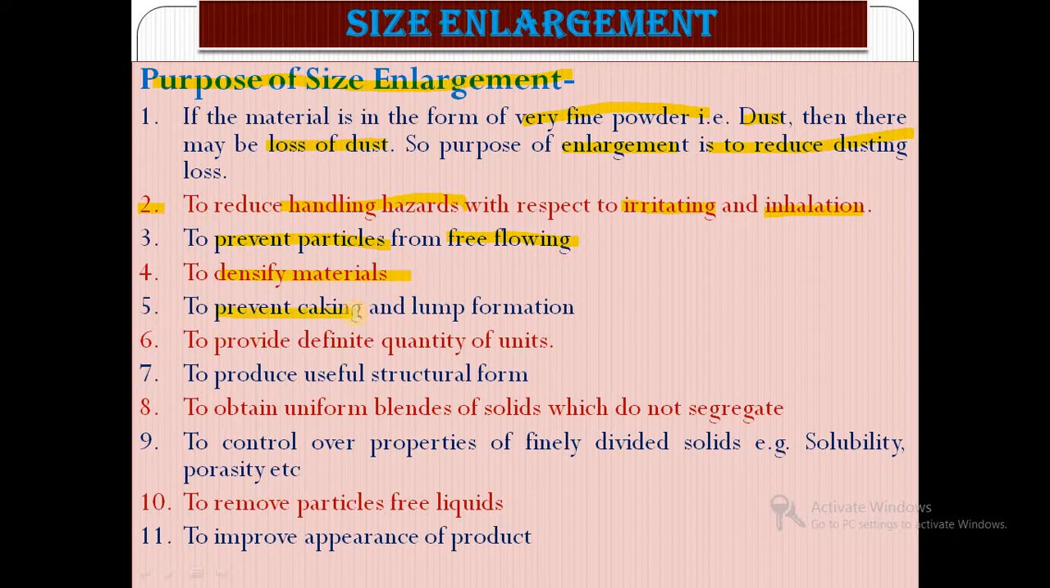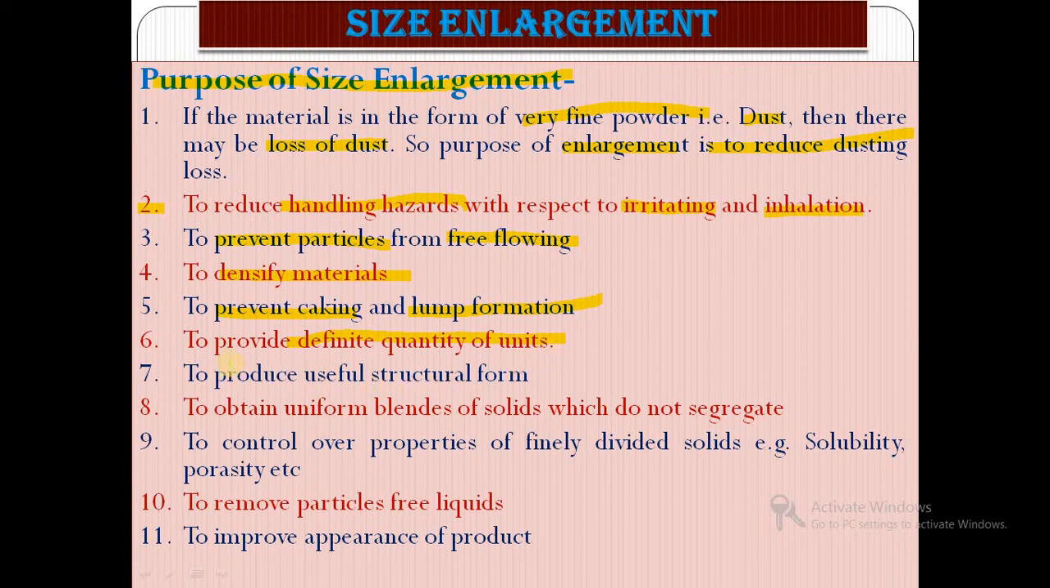The fifth one is to prevent caking and lump formation. When there are dust particles as they are, small lumps or cakes of uneven shape will be formed, which is avoided by the size enlargement technique. The sixth purpose is to provide a definite quantity of units. For example, in a pharmaceutical tablet, from the dust we require a 500 mg tablet, so we can convert this fine powder into definite quantity units.